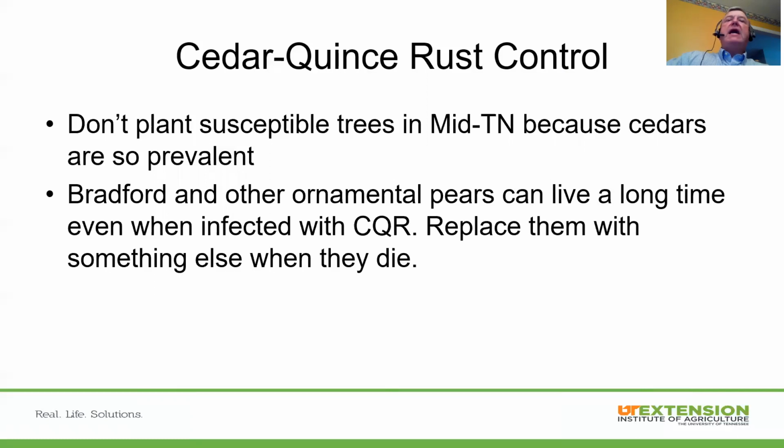A thing to keep in mind is that if your Bradford pear or your other ornamental pear tree does become infected, that doesn't necessarily mean it's going to die in the next year or so. They can live a long time even when they're infected with Cedar-Quince rust from one year to the next. And they may not deteriorate very rapidly. They may not decline too fast. And what you might do is just leave them there and not do anything, and then replace them with something else when they do start to become unsightly and their canopies begin to thin out.